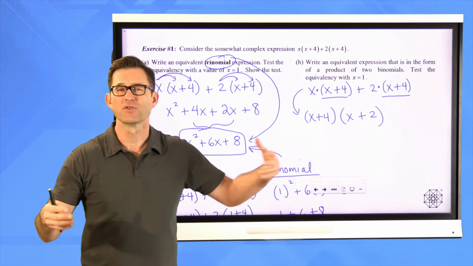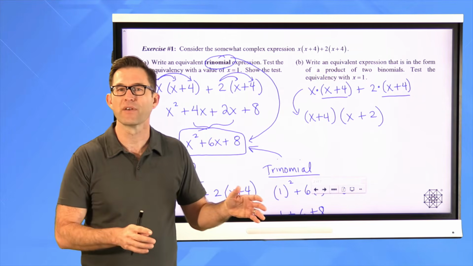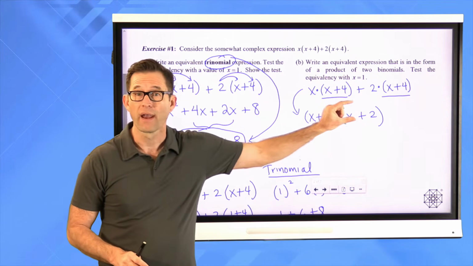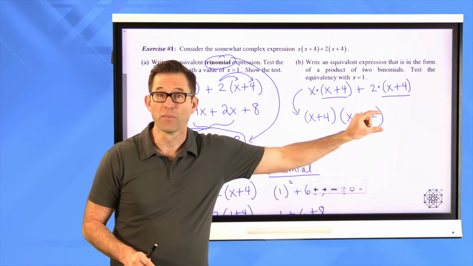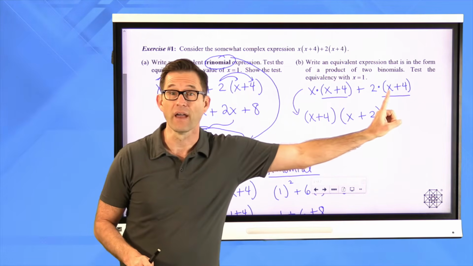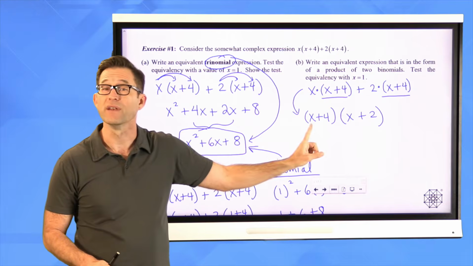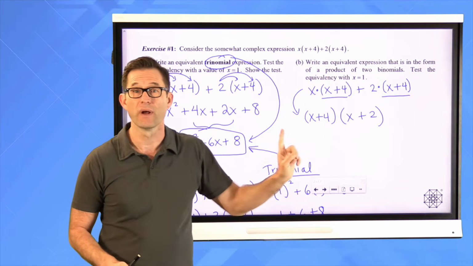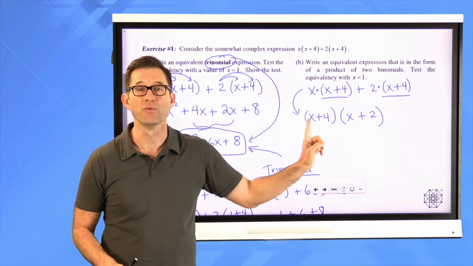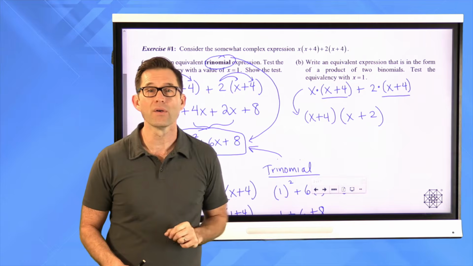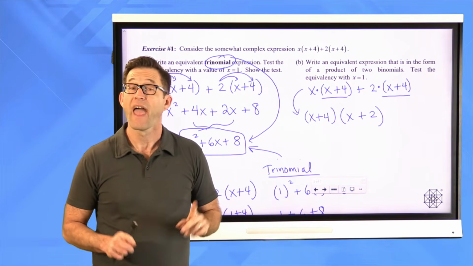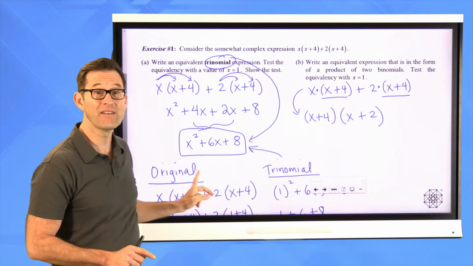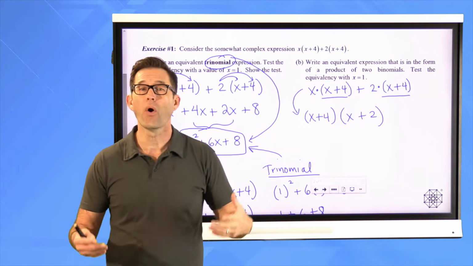I'm going in the reverse order of my double distribution. Normally with the distributive property, I would take the x plus 4 and multiply it by the x and by the 2, and I'd get this line. Here I'm just going backwards, and notice what I have now is the product of two binomials. This is a binomial, something that's got two terms. This is a binomial, also something that's got two terms. And now this expression, and in fact even this expression, should all be equivalent.